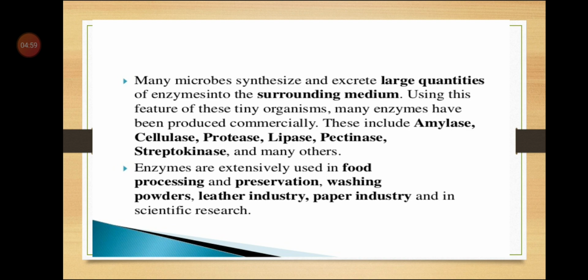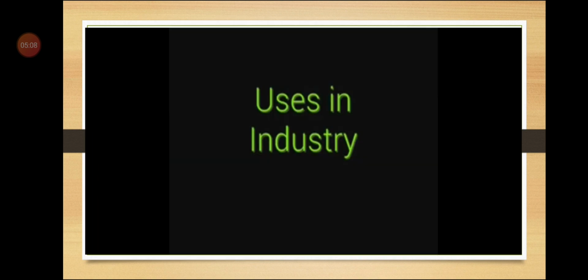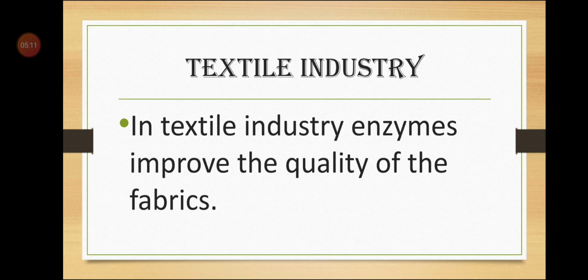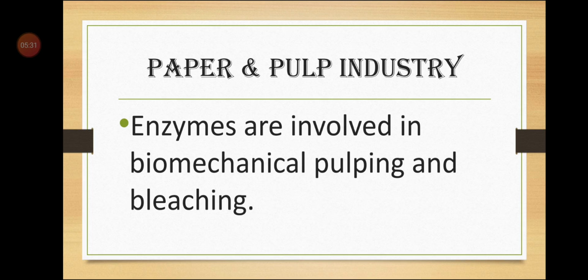Now one by one we will study the use of enzymes in different industries. First is the textile industry. The enzymes improve the quality of fabrics. The major work, the improvement of the quality of fabrics, is done with the help of enzymes in the textile industry. Next is the paper and pulp industry.